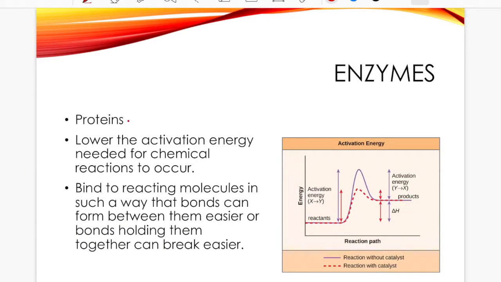They are, like I said, proteins. They lower the activation energy needed. So instead of needing this much activation energy, with an enzyme, I only need this much activation energy. And they bind to the molecules. They bind to what are called substrates, which are reactants, in such a way that binding to those substrates brings them together so that they can interact, or binding to the substrate allows it to break apart. So they are facilitating bringing molecules together or breaking a molecule apart.